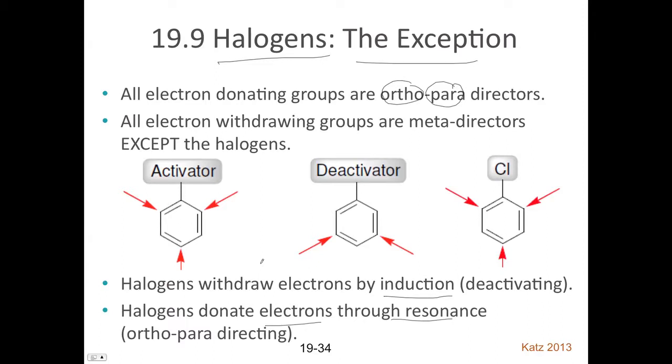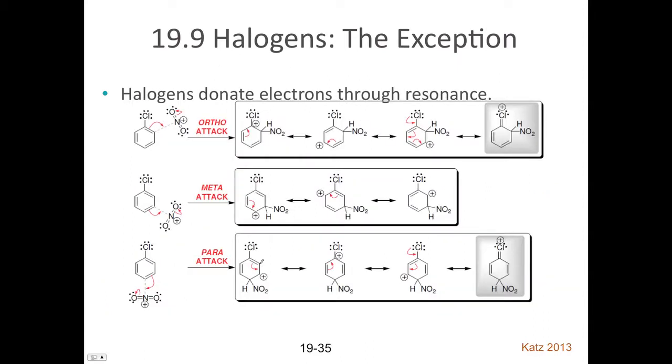And so that's why halogens are the exception to the rule, because while they are more electronegative than carbon, clearly, they do have lone pairs on them, okay? And again, we'll do some problems here, okay? This is just showing you that halogens direct ortho-para.